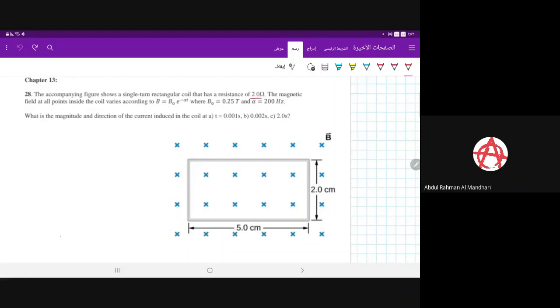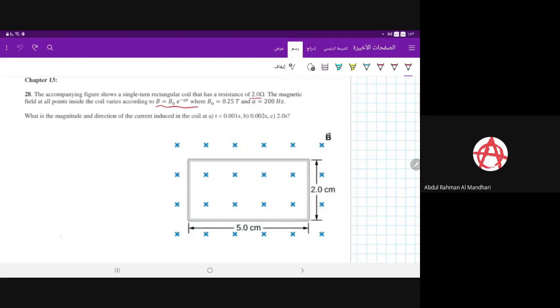The magnetic field at all points inside the coil. You can see that these blue X's here represent the direction of the magnetic field. So the magnetic field is going inside, coming from outside the screen, inside the screen. The field varies according to time. So that means the magnetic field is changing. It is not uniform. It's changing.